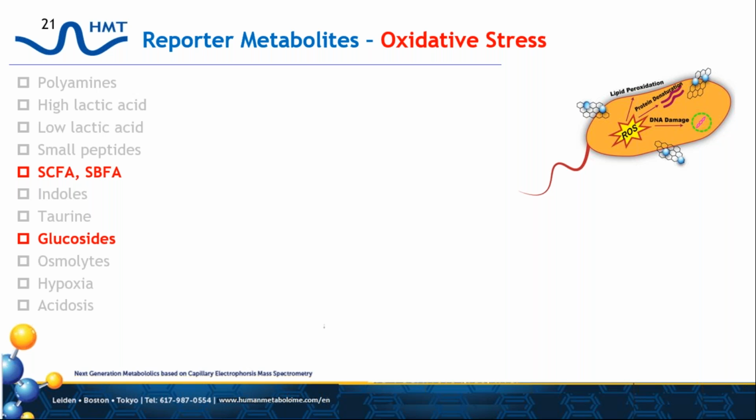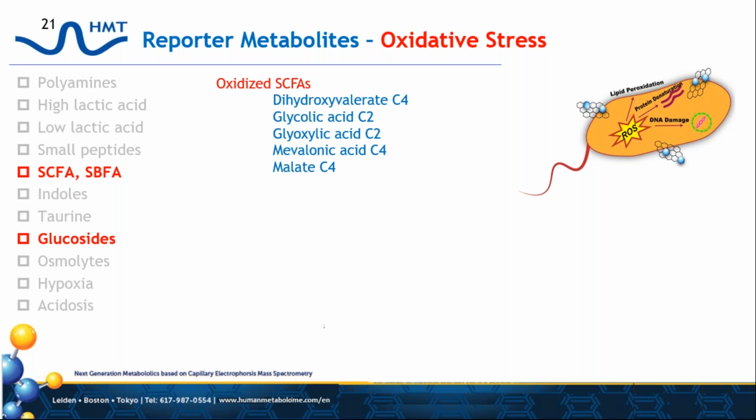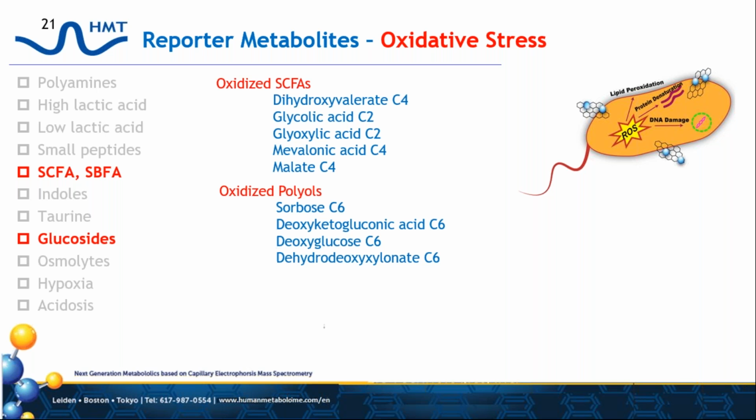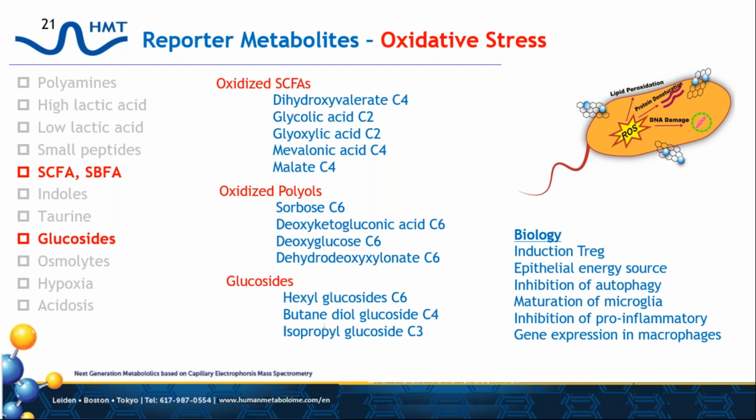Oxidative stress is another large family, with a host of molecules associated with it. The short chain fatty acids are often discussed with the microbiome, and these are usually carbon 2, 3, and 4, and 5 carbon length sugars. Oxidized polyols, sorbose, and oxidized products, and glycosides as well. These are usually connected to the immune system through T cells, associated with energy in epithelial cells, affecting autophagy, and also linked to inflammation.